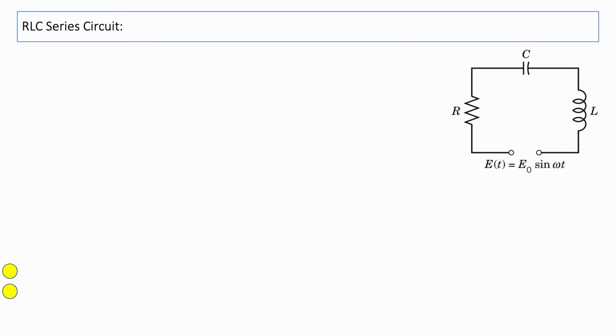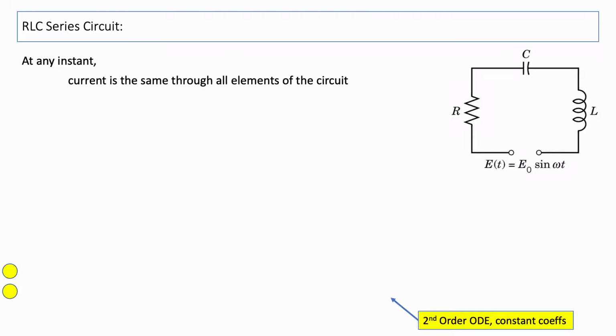Now, coming back to RLC circuits: resistance, capacitance, and inductance. Here, at any instant, the current is the same. The current that goes through here equals the current that goes through here, equals the current that goes through here, and so on. The current is the same throughout the circuit. And this is a combination of everything you learned before. The voltage drop across the inductance plus the voltage drop across the capacitance plus the voltage drop across the resistance equals the voltage rise across the battery.